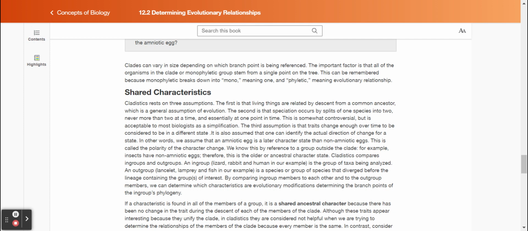The important factor is that all of the organisms in the clade or monophyletic group stem from a single point on a tree. This can be remembered because monophyletic breaks down into mono, meaning one, and phyletic, meaning evolutionary relationship.